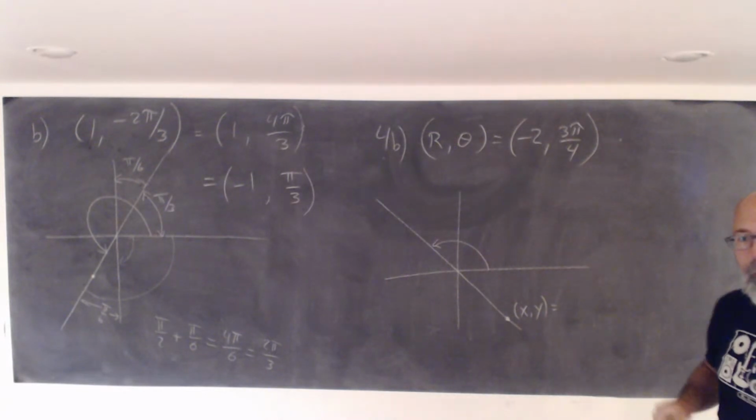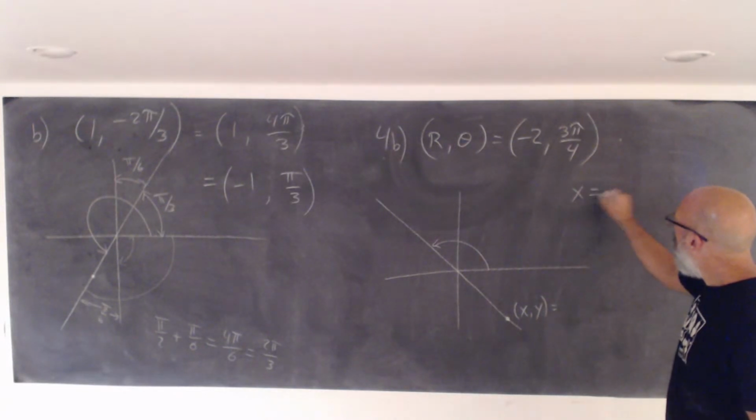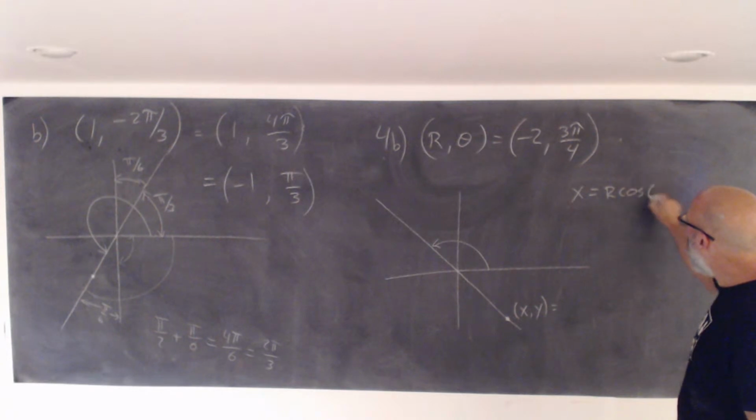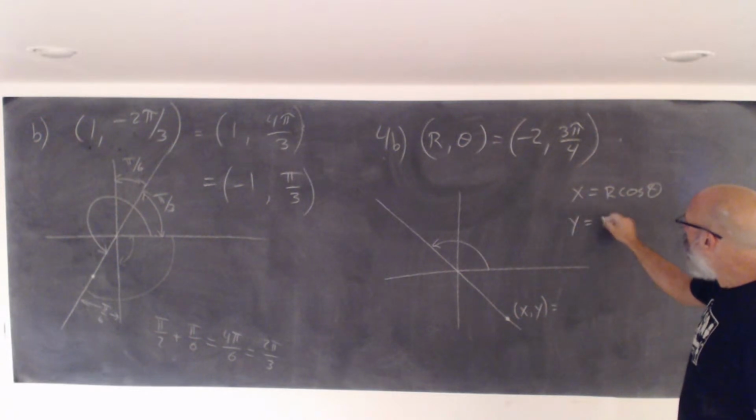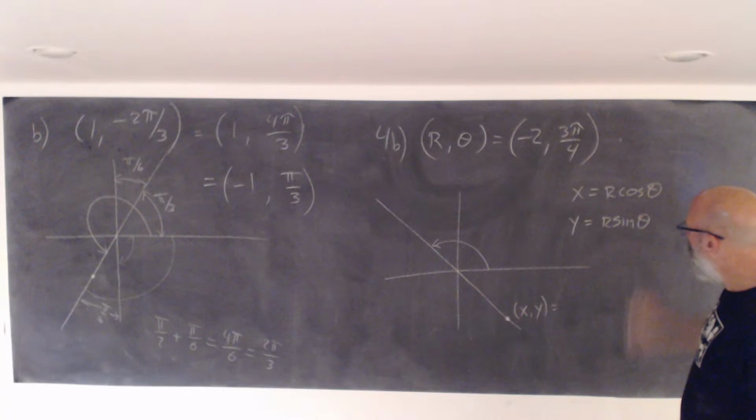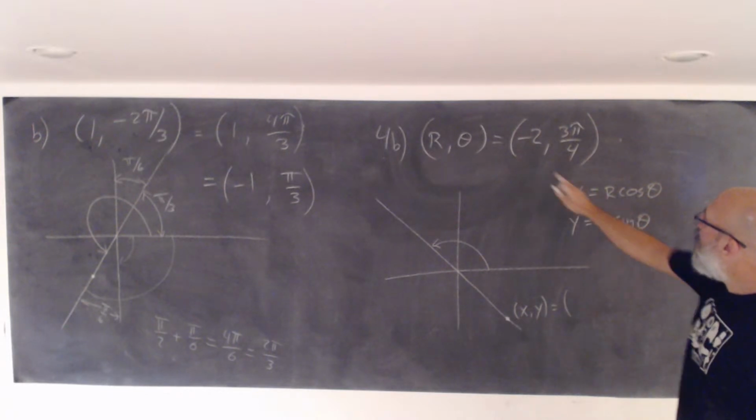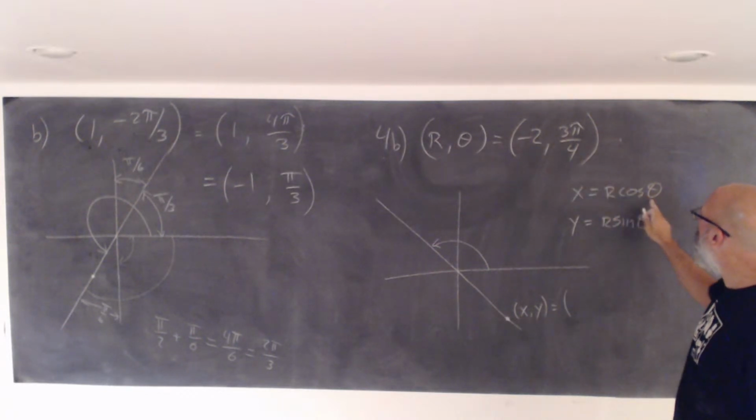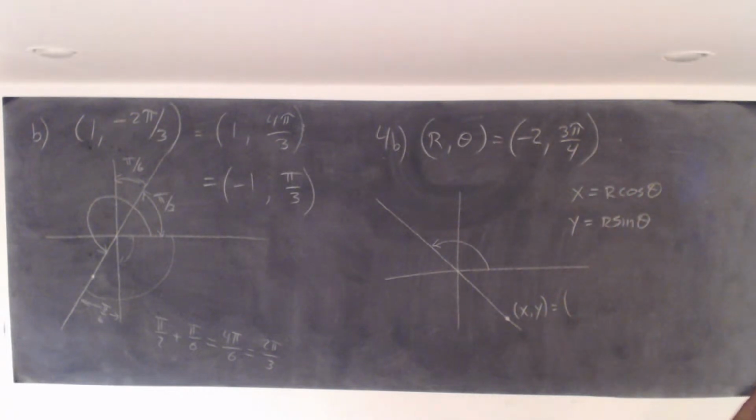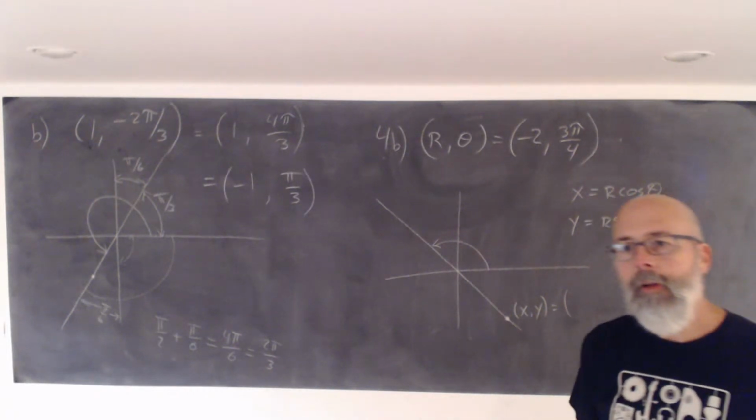But you know, in polar coordinates, x is r cos theta, y is r sine theta. So in this case, r is -2 and theta is 3 pi over 4.